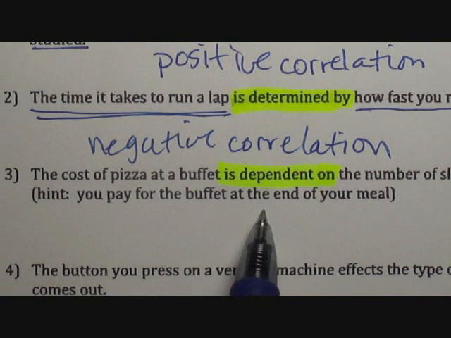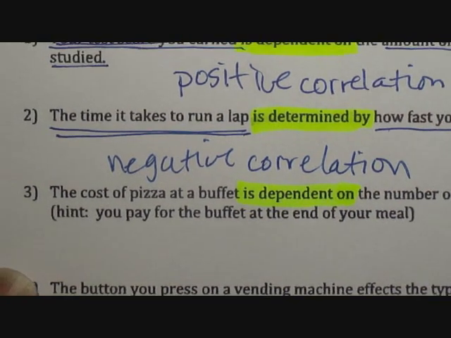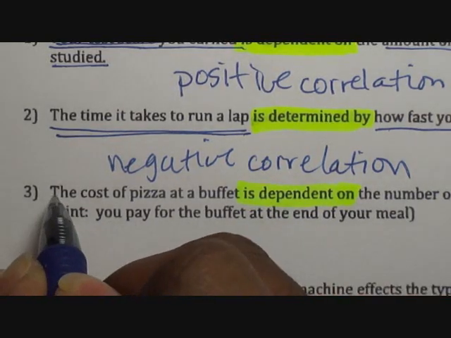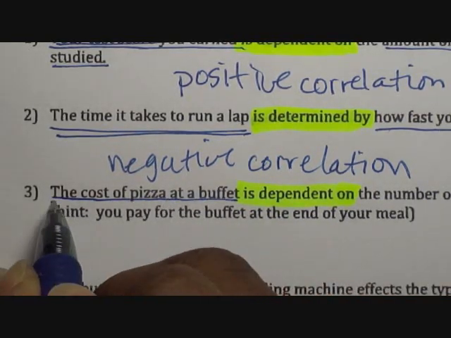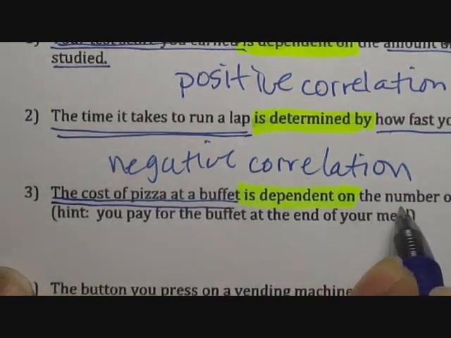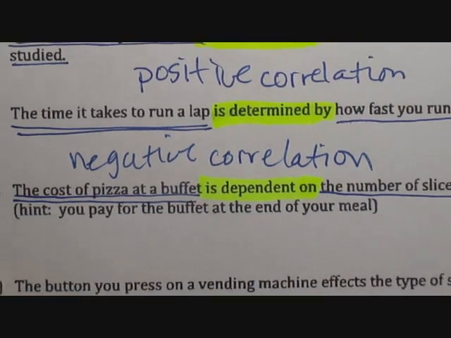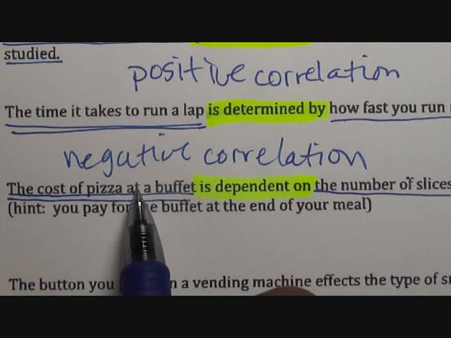Hint, you pay for the buffet at the end of the meal. So they even gave us a written hint as well. So the cost of the pizza will happen last. You eat at a buffet first, and then you pay for it. So this happens first, and then they charge you.